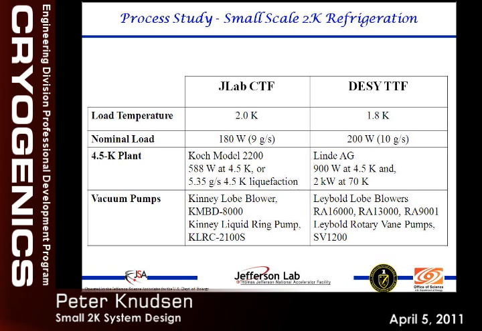The 4K plants that are used, listed up there: Koch 2200 we use, 900 watt 3 turbine. Linde machine is used for the DAISY system. And we use 2-stage vacuum pumps at CTF. It's a blower and a ring pump. The DAISY system uses, it's actually a 4-stage, yeah, 4 stages of compression. It's a big skid. And it uses the Leybold blowers, the 16,000, 13,000, and 9,001, and it uses the 1200 as the rotary vane.